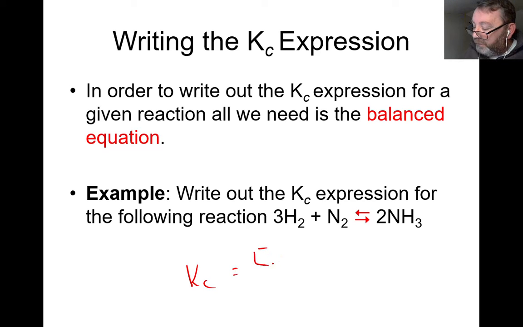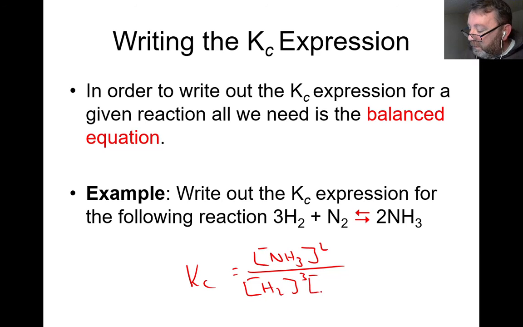Kc is the concentration of NH3 to the power of 2, so that's taken care of, over the concentration of H2 to the power of 3 multiplied by N2 to the power of 1. And that's it. So you always start at the product end for the top of the fraction, and then you put the reactants at the bottom of that particular fraction.